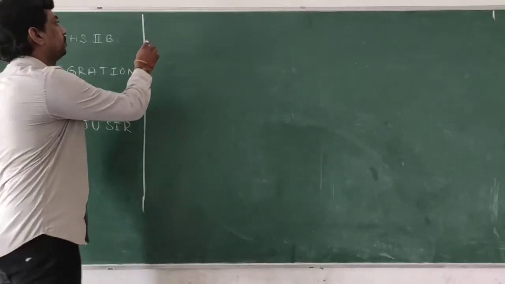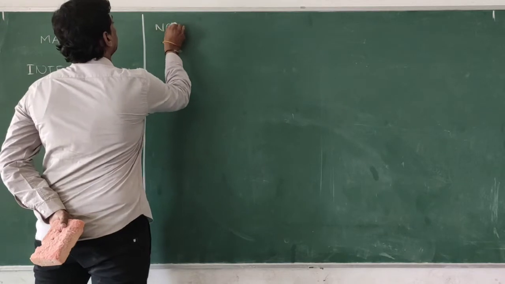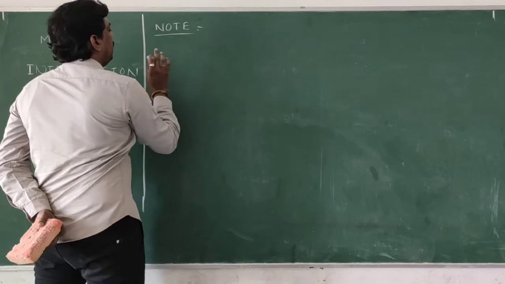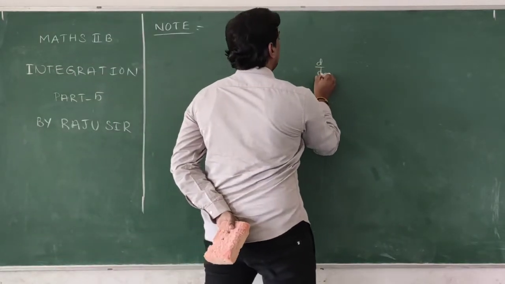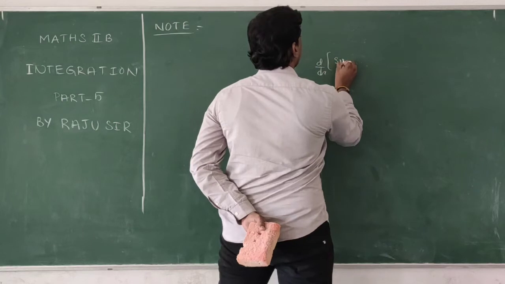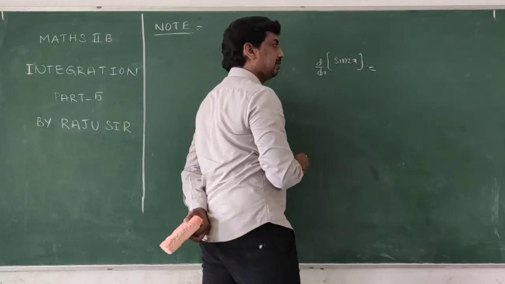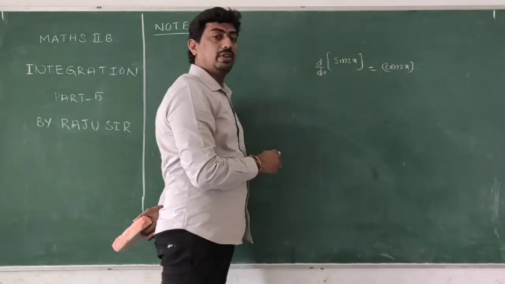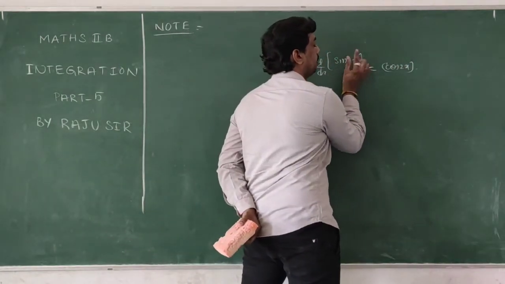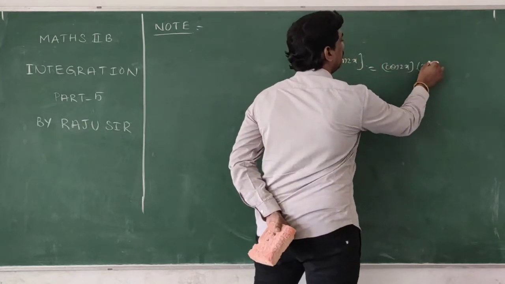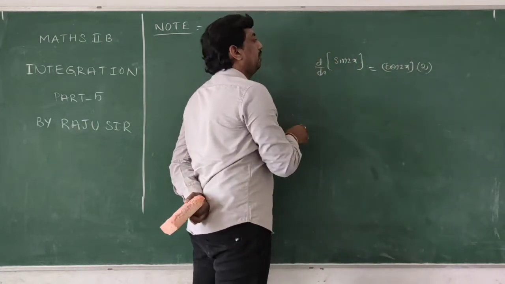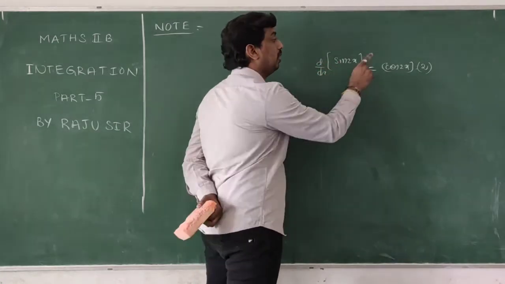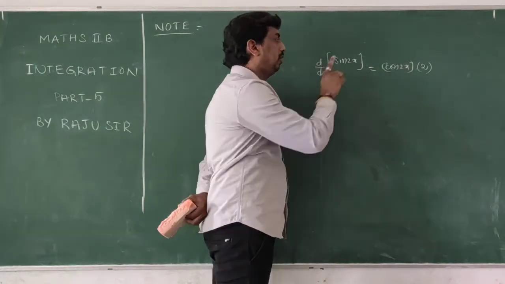What are they? Listen carefully. In differentiation, for example, the derivative of sin 2x equals cos 2x into the internal function's derivative. What is the internal function? 2x. Its derivative is 2 into 1, which is 2. So in differentiation, we write the derivative of the actual function, after that the derivative of the internal function.